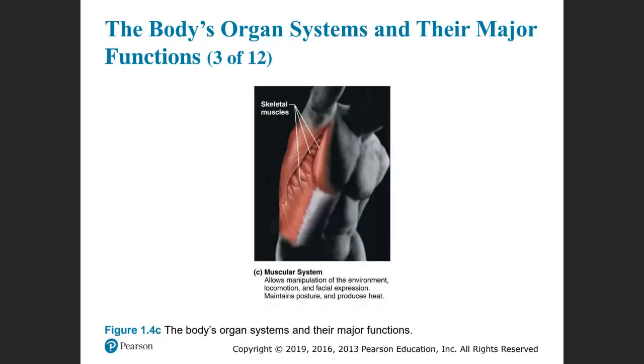The muscular system contracts in order to cause movement, and it also is responsible for things like posture, generating heat with thermoregulation. And I didn't say this, but the integumentary system also plays a big role with thermoregulation. So you can see that these systems do have some overlapping functions.